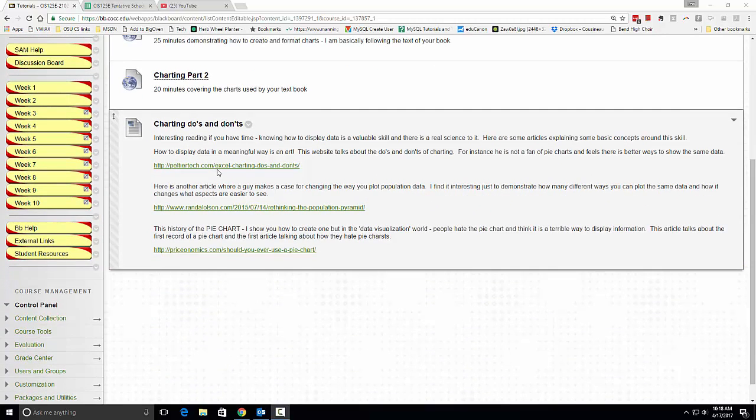This last little bit, I think it's interesting reading. Of course, I love this stuff. Basically, charting is a science. How you graphically represent data is not trivial. There are people who make careers out of that. And there are people who have really strong opinions on what are good charts and what are bad charts. That's what these 3 websites talk about.